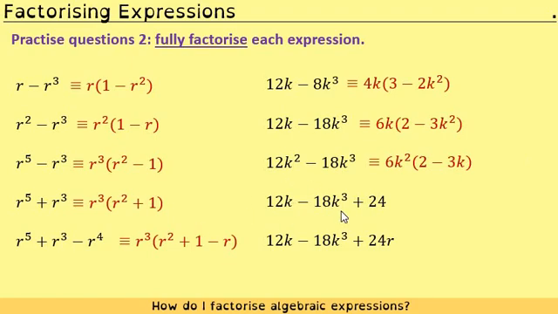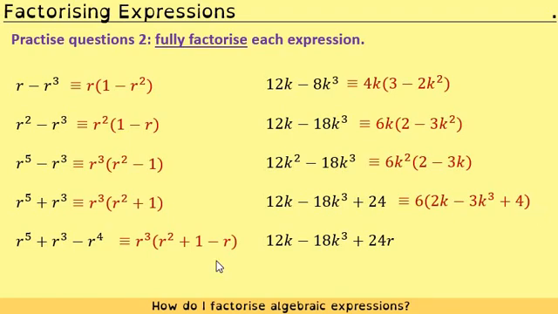Next, we have 3 terms to look at here. So we'll first think, what's the greatest possible number? Well, 12, 18, 24. Again here, the greatest possible number I can take out is 6. And now I'll think about the greatest possible letter. So k cubed, but no letter here. So actually, I can't take a letter outside of the brackets. I can only take 6 outside the brackets. So I get 6 bracket, 2k, take away 3k cubed, plus 4.